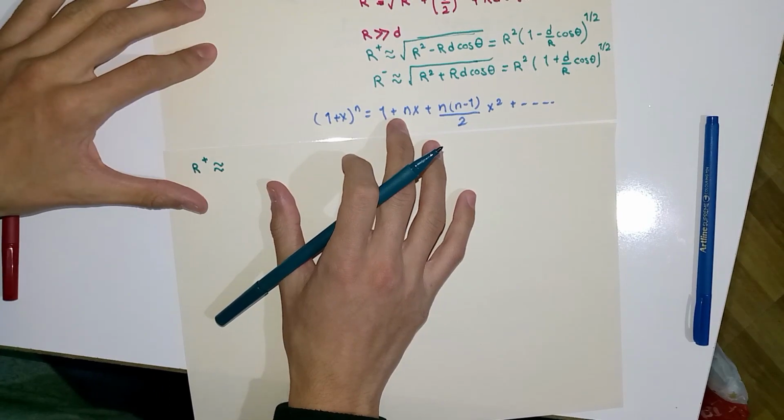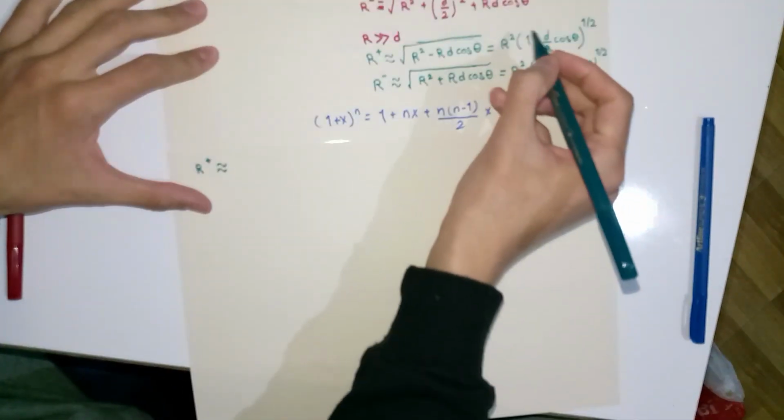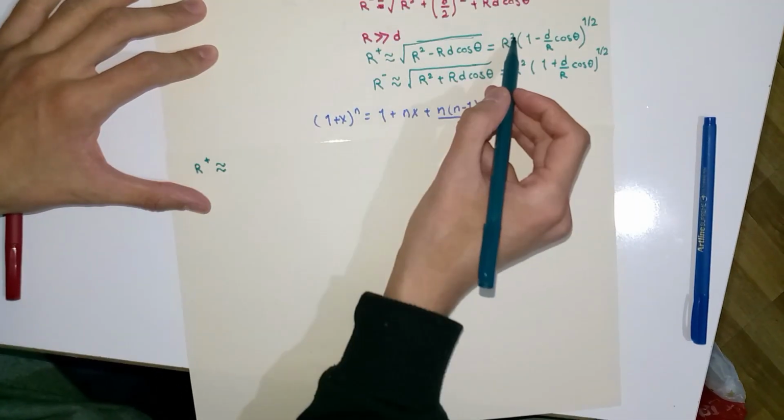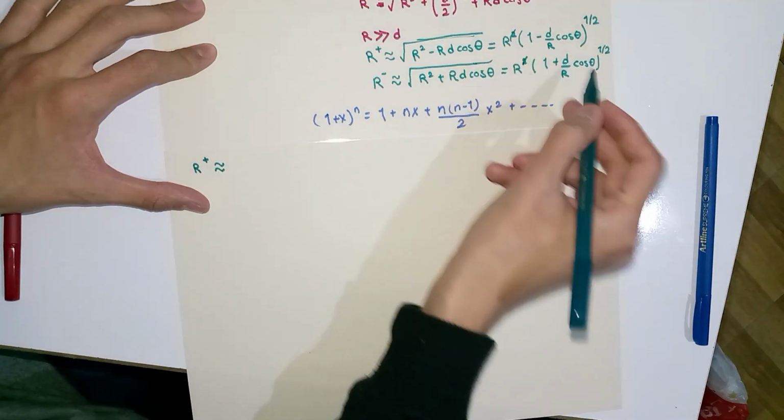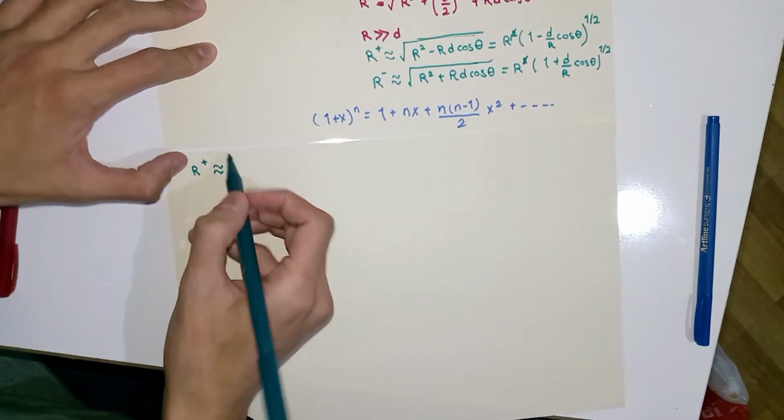Before applying the binomial expansion, we have an error. It needs to be corrected. This power has been eliminated by the square root, so we have only r. Just sorry for this.